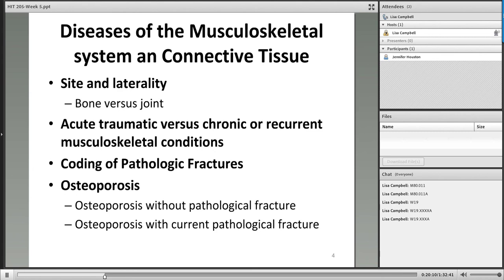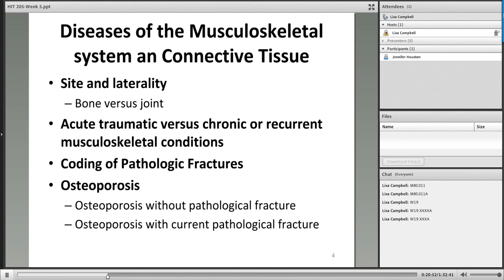Okay, so let's see, osteoporosis. For osteoporosis, we really have two main categories of codes. We have M81, which is osteoporosis without a current pathological fracture. And then we also have category M80, osteoporosis with a pathological fracture. So M81, osteo without a pathological fracture. M80, osteo with a current pathological fracture.